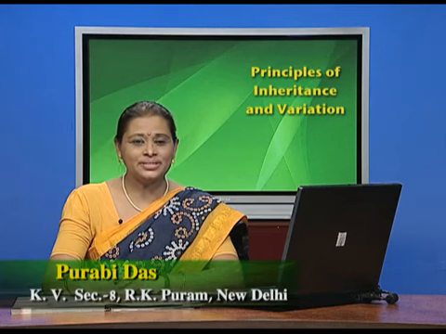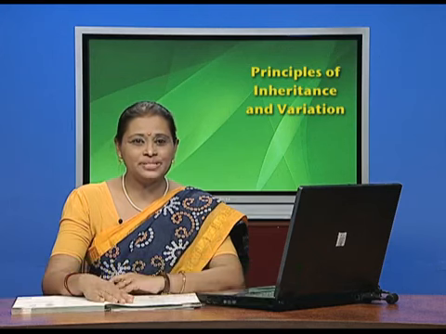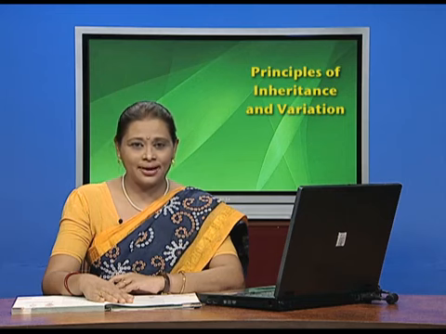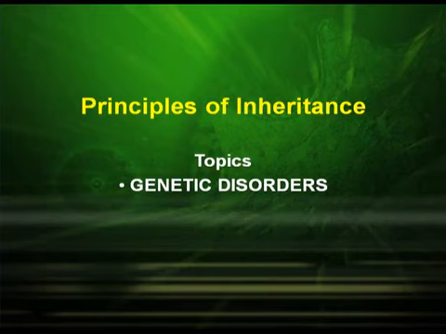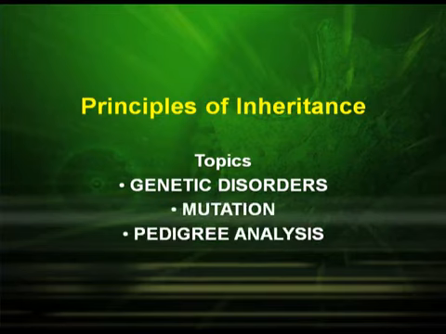Today we are going to discuss the chapter Principles of Inheritance, under which we are going to learn about three topics: genetic disorders, mutation and pedigree analysis. Now what are mutations? You must have seen a different population having different kinds of human beings, which are the major source of genetic variations. Second, these variations help to survive.